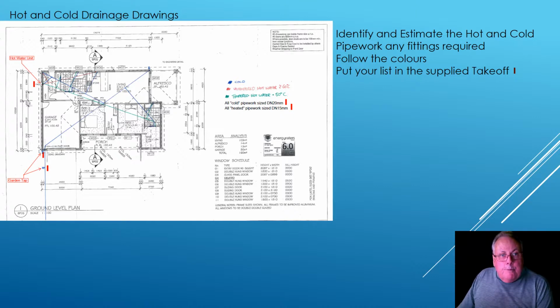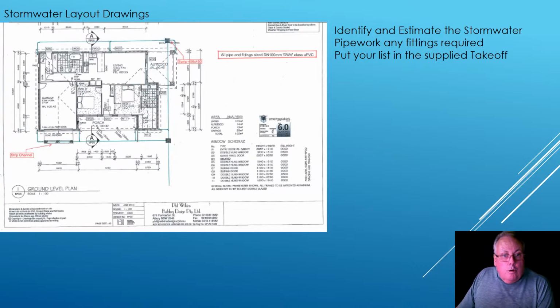Okay, so again, we're being really methodical. We're identifying each component, and then finally we will get to estimate the hot and cold pipe work and any fittings required. Okay, slide 6. Stormwater, probably the simplest one. Okay, we've got a strip channel in front of the garage. We can find out what the size of the garage door is, and that will be the size of the strip channel. It actually shows you where the pipe runs are.